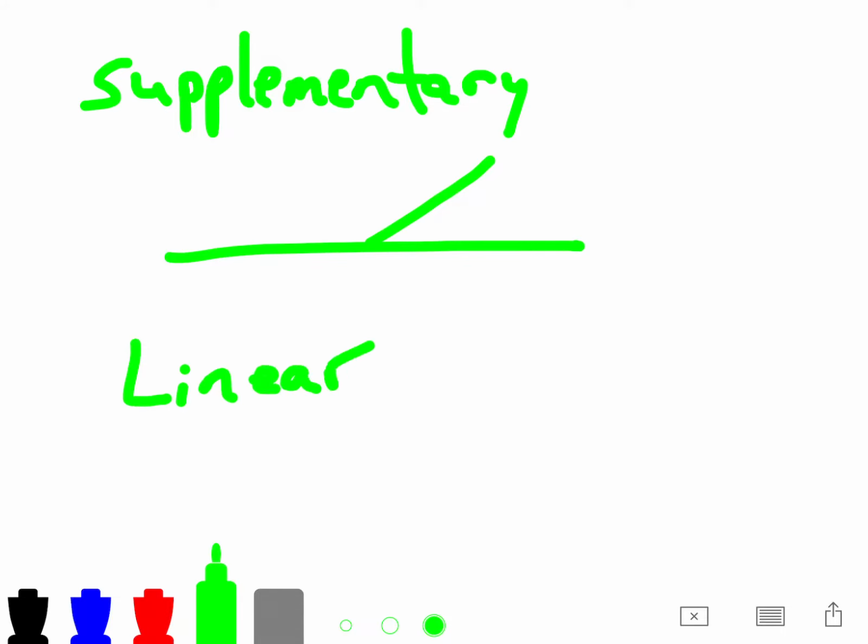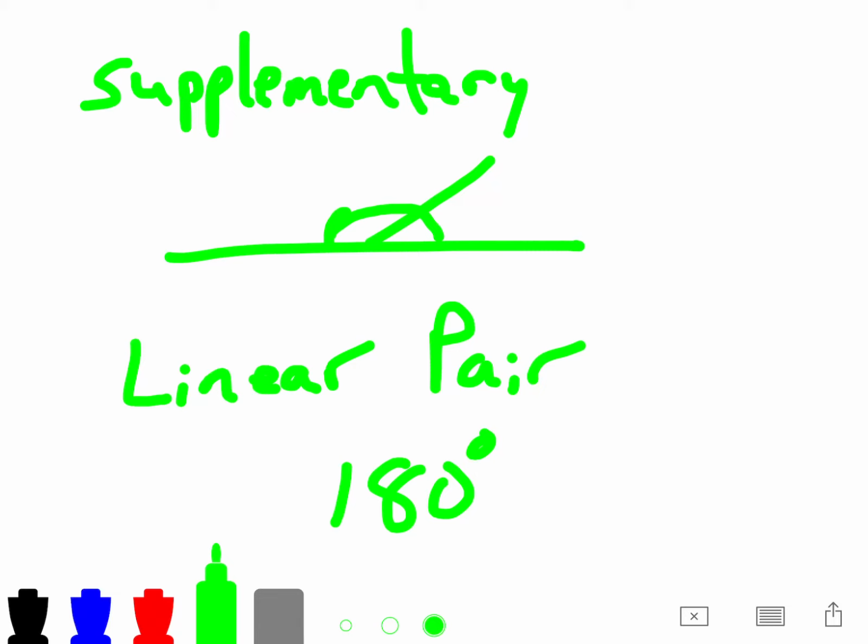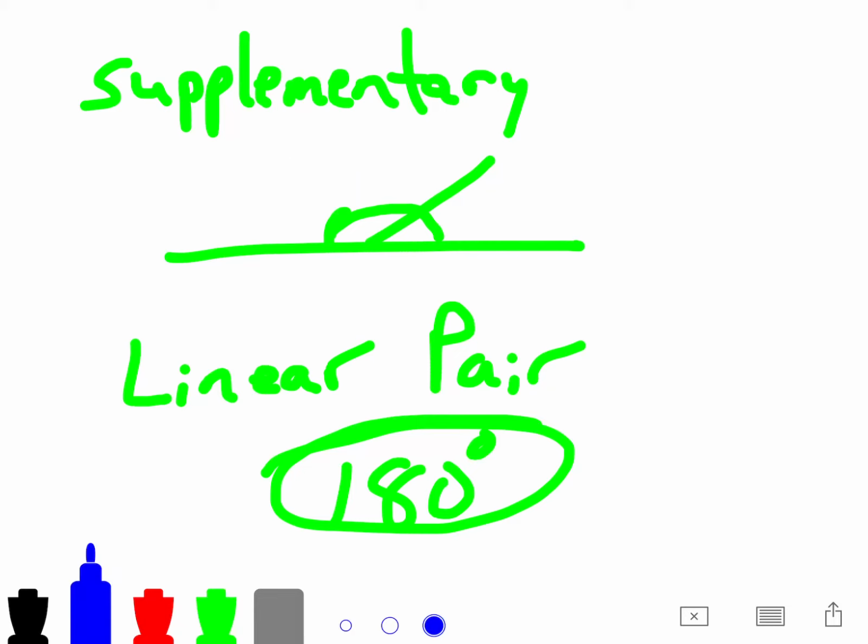Now they are not one and the same. Supplementary angles don't have to be adjacent. Remember that adjacent means next to each other. Linear pairs, the angles have to be adjacent because combined they make 180 degrees. But both linear pairs and supplementary angles always equal 180 degrees. Always, right? So if we're trying to find x, and this is 150 degrees, how much is x?